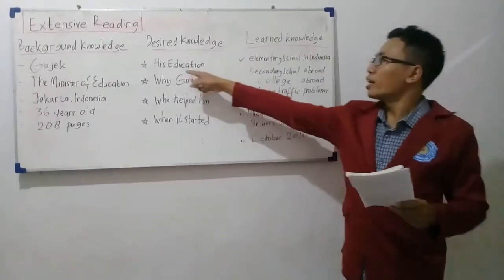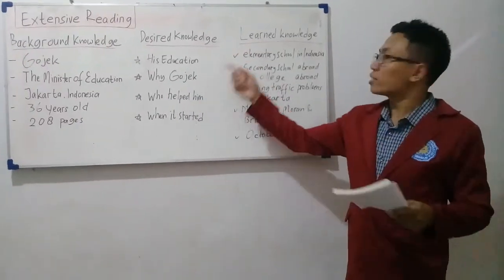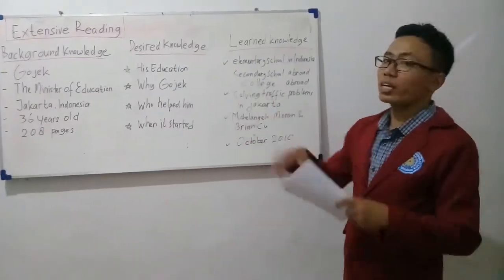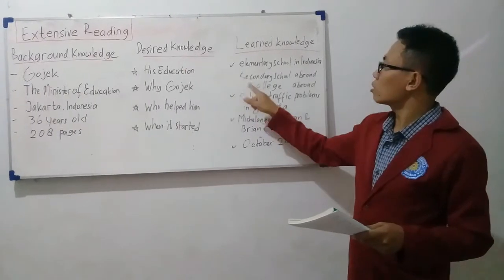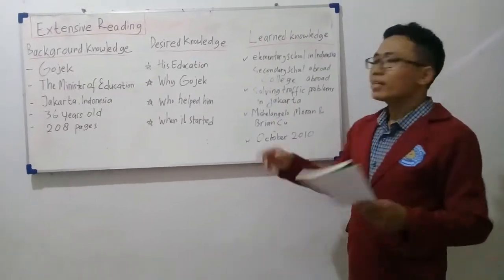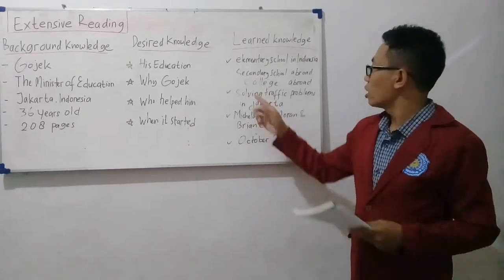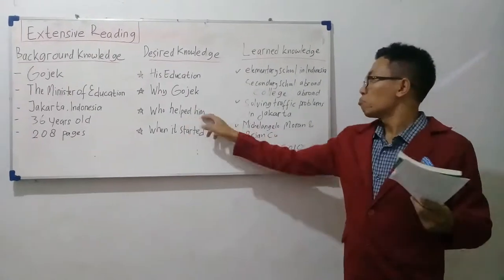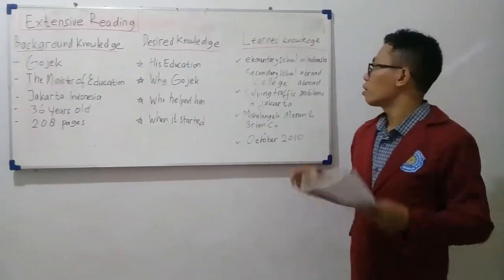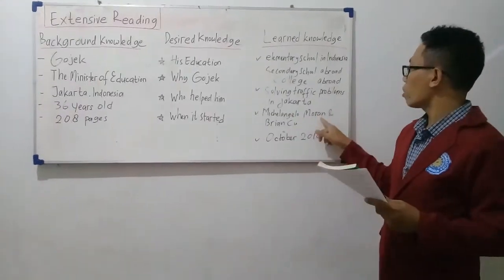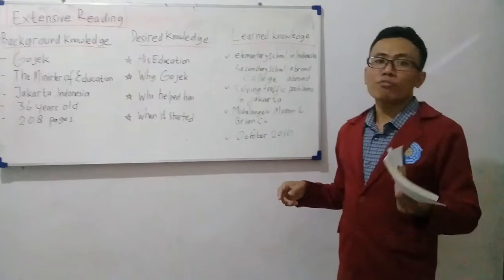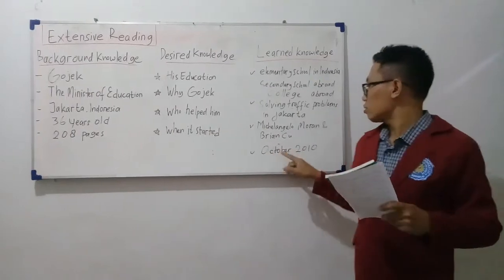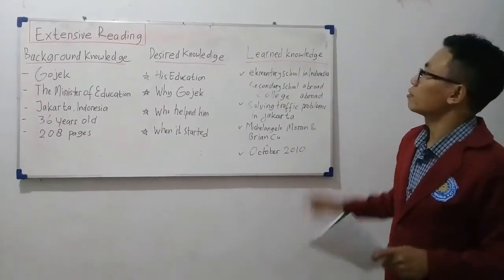Learned knowledge. First, his education. He spent his elementary school in Indonesia, and he spent most of his education actually abroad. Secondary school abroad, college abroad. So why did he build Gojek? Because he wanted to solve traffic problems in Jakarta. Is there somebody who helped him? Yes, there are 2 friends that helped him build Gojek, Michaelangelo Moran and Brian Chu. They were friends from school and college. And when Gojek started, it started in October 2010.